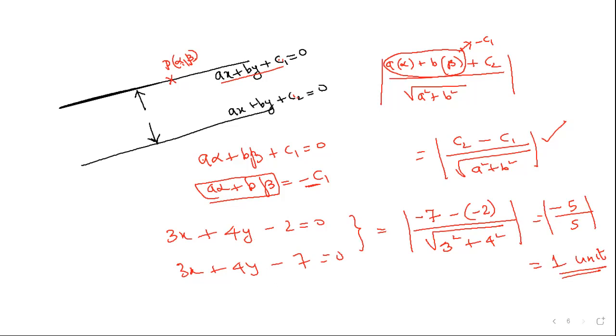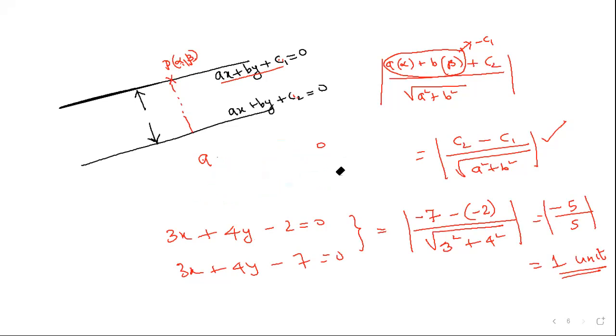Has everybody understood? So you don't have to take a point every time and do it like this. Is it clear to you? I just showed you the proof of how you get this formula. So write down the statement: distance between the parallel lines.